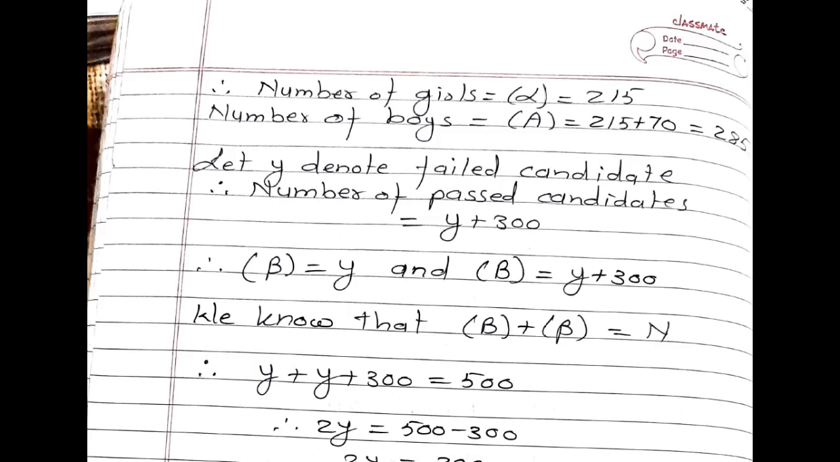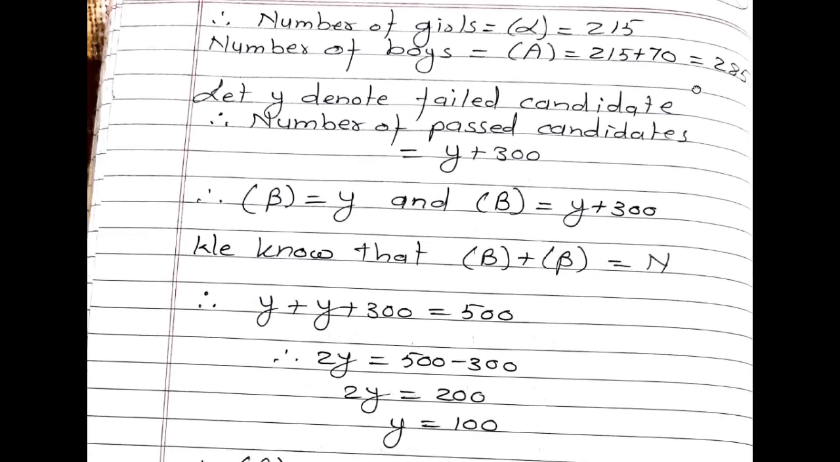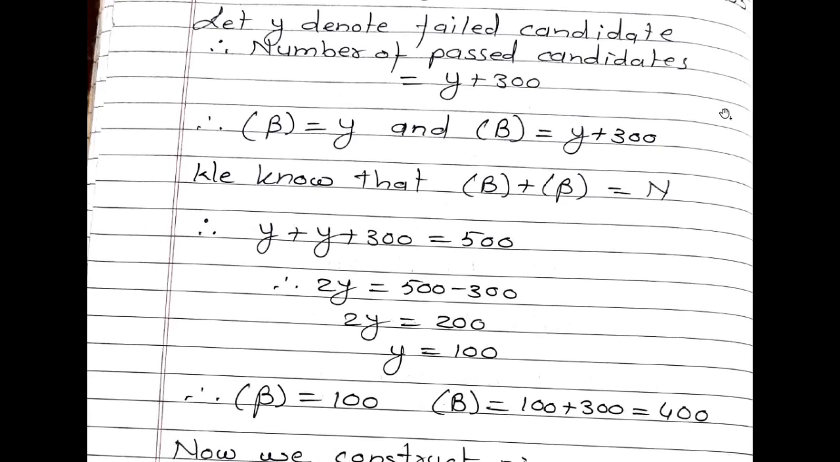Therefore number of girls is equal to 215 and number of boys is equal to 215 plus 70, that is nothing but 285. So frequency of class A is equal to 285. Frequency of class alpha is equal to 215. Next information they have given us as number of passed candidates exceeded number of failed candidates by 300.